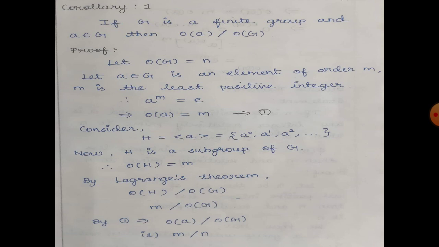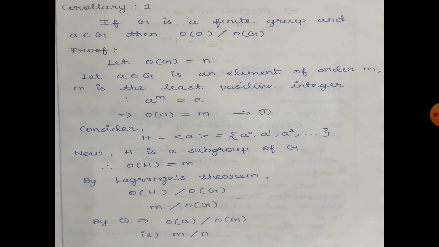So by using Lagrange's theorem, the order of H divides the order of G. So m divides the order of G, and the order of G is n. So m divides n. Suppose in a 10-mark question, your question is: if G is a finite group and a belongs to G, then the order of a divides the order of G. You should write the Lagrange's theorem statement and proof. By using this theorem only we can say the order of a divides the order of G.